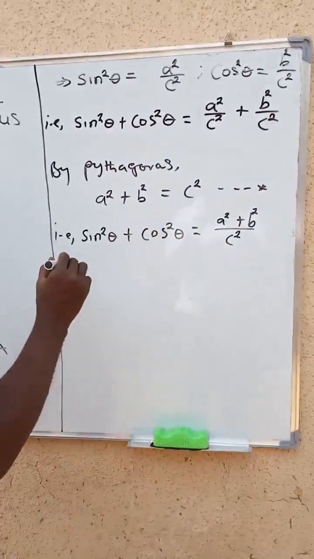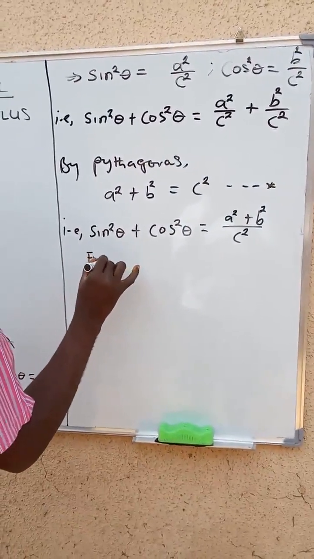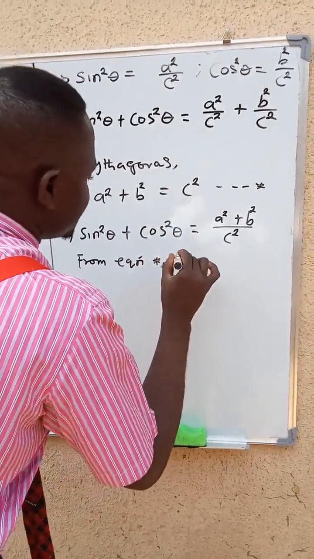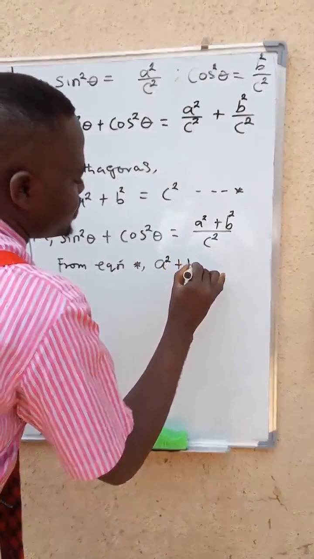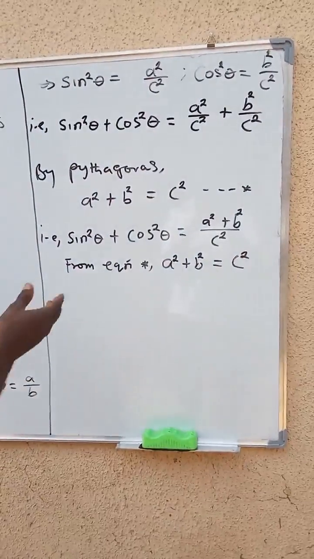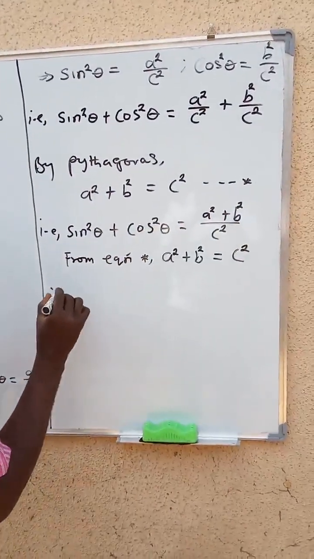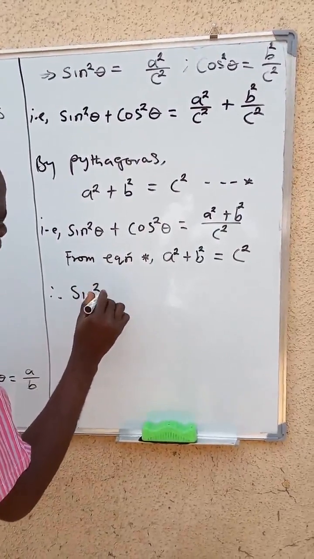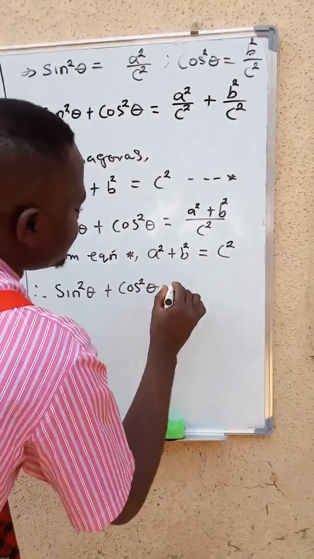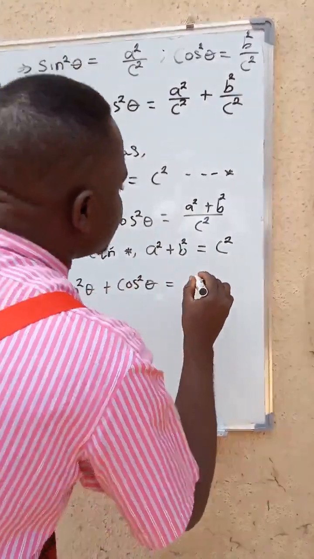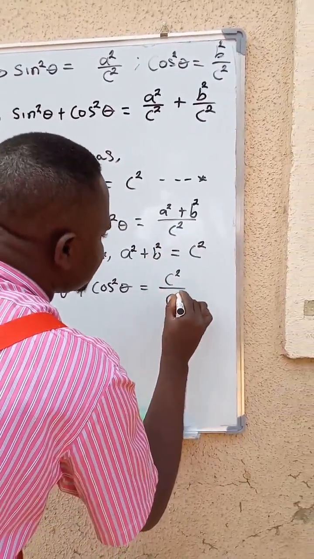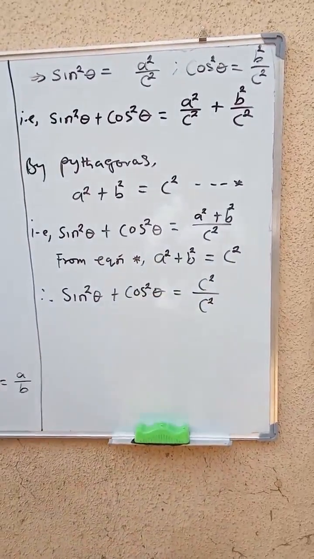From equation star, A² plus B² is equal to C². Good. So I can now substitute here. Therefore, sin² theta plus cos² theta is equal to, I'll substitute for C², that means A² plus B² is C², over the LCM C². Now C² divided by C² is 1.